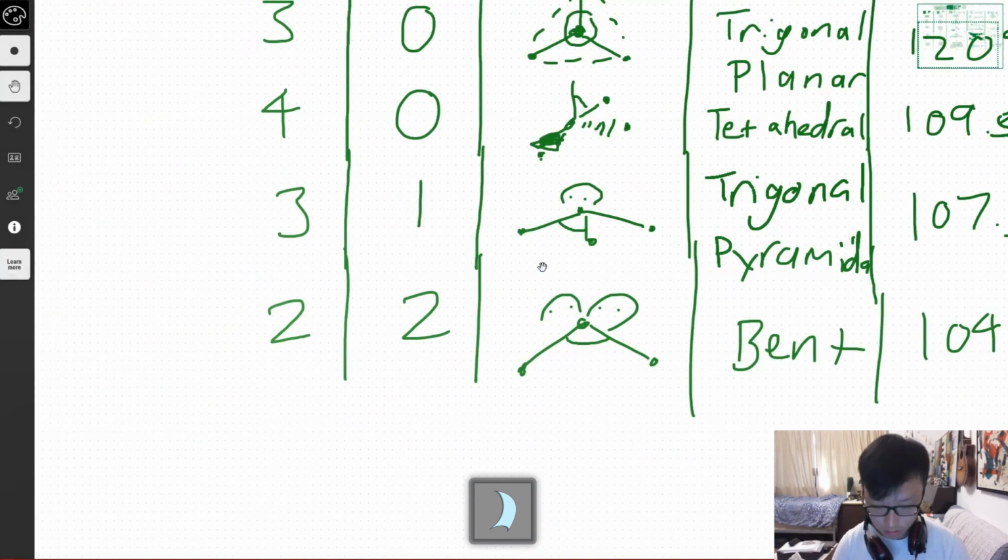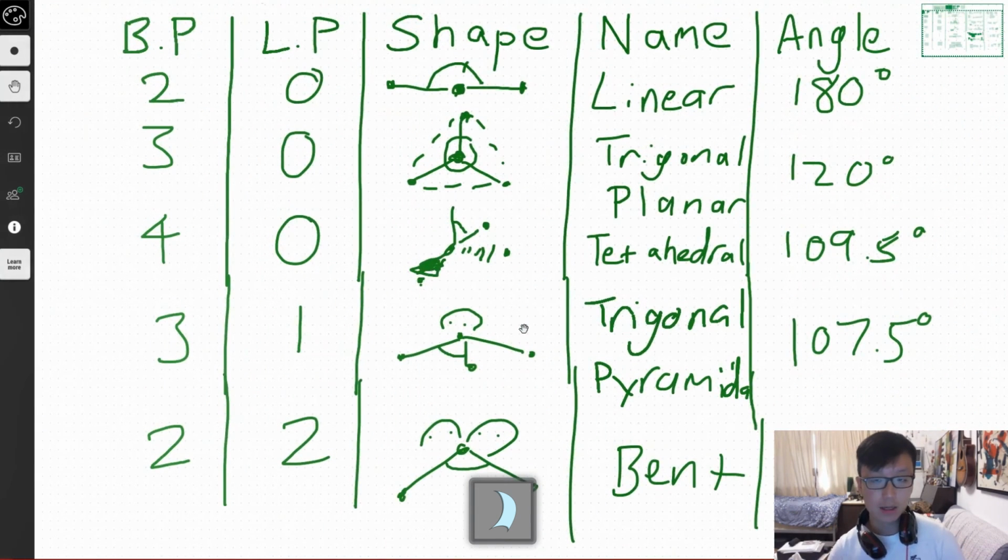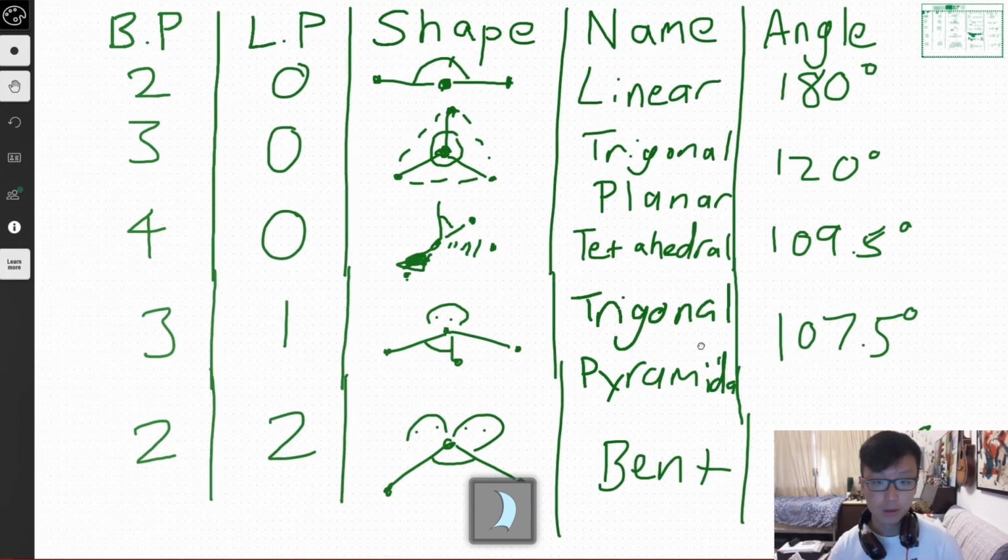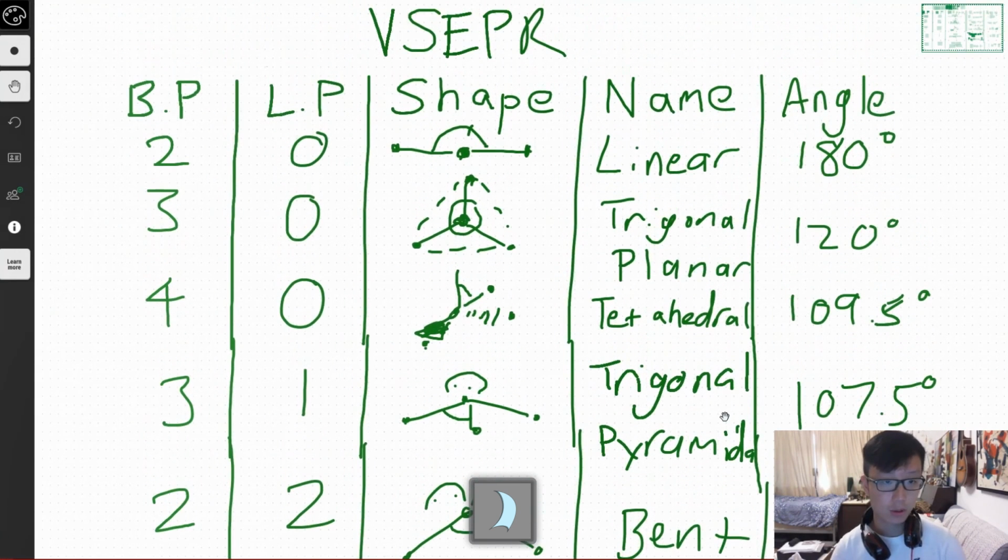Okay. And that's pretty much it for all of the angles and shapes that you would have to know as a standard level student. There are some more for a higher level, but we won't go over it today.